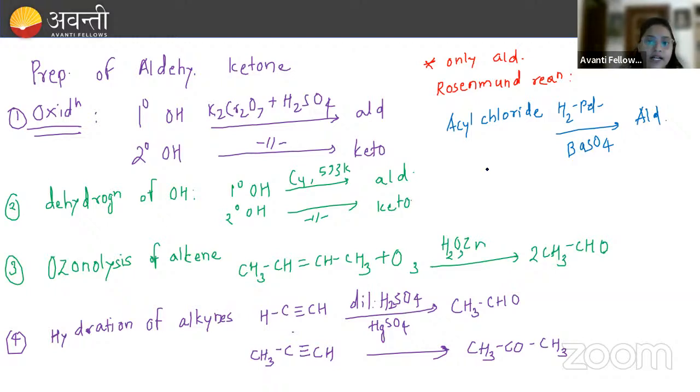Ketone is not prepared. When acyl chloride, acyl group means what? COCl. Okay, this group is there, H2/Pd is there. What are you going to get? You are going to get aldehyde. Okay. So this is about the preparation of what? Aldehydes and ketones.